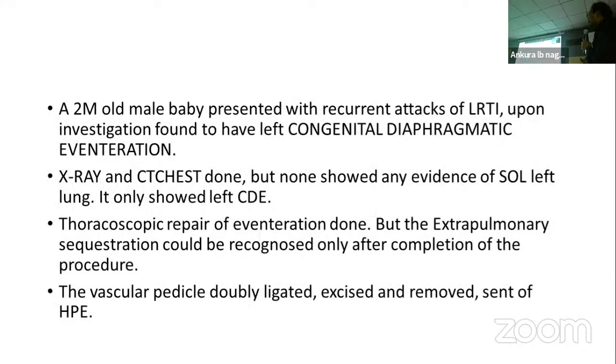Here I am presenting a 2-month-old male baby with recurrent attacks of lower respiratory tract infection. Upon investigation, he was found to have left congenital diaphragmatic eventration. X-ray and CT were done, but none of them showed any evidence of SOL in the left lung. So a thoracic repair of the eventration was done, but the extrapulmonary sequestration could be recognized only after completion of the procedure. The vascular pedicle was doubly ligated, excised and removed, and sent for HPE.